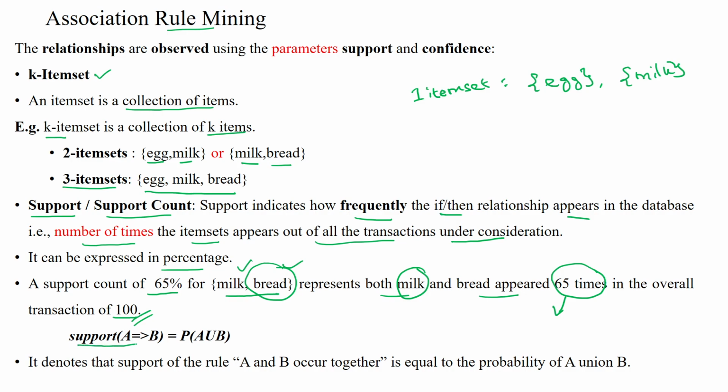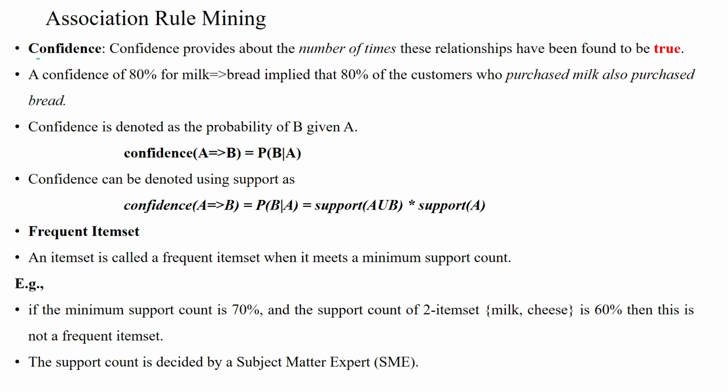So this can be represented by using support of A implies B equal to probability of A union B. So the probability can be used to represent the support count in association rule mining. Support of the rule, A and B occurring together, is equal to the probability of A union B. Likewise, another parameter is confidence, which provides the number of times these relationships have been found to be true. That means how many times the relationships are found true. Sometimes there is the possibility of false also.